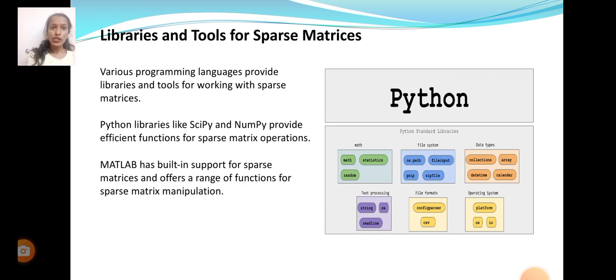Libraries and tools for sparse matrices. Various programming languages provide libraries and tools for working with sparse matrices. Python libraries like SymPy and NumPy provide efficient functions for sparse matrix operations. MATLAB has built-in support for sparse matrices and offers a range of functions for sparse matrix manipulation.